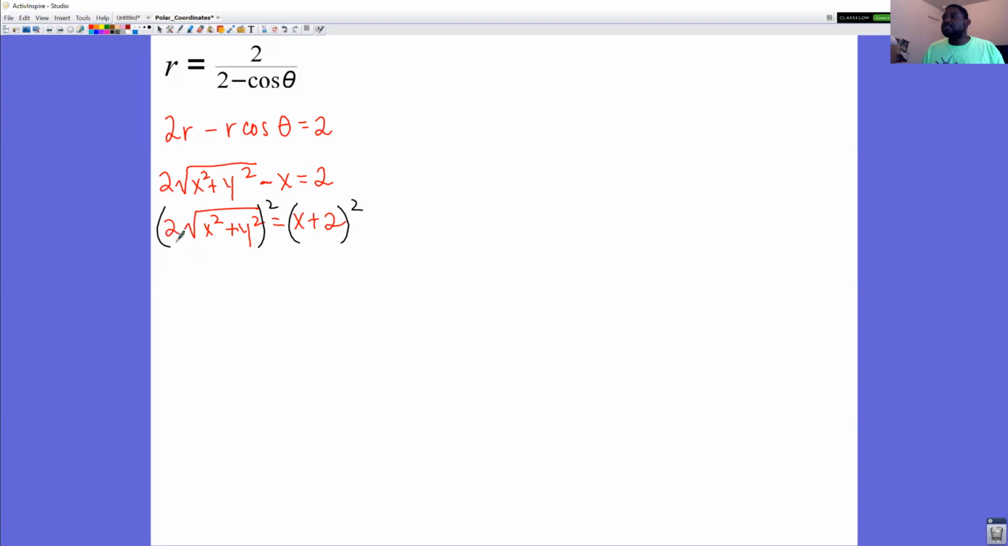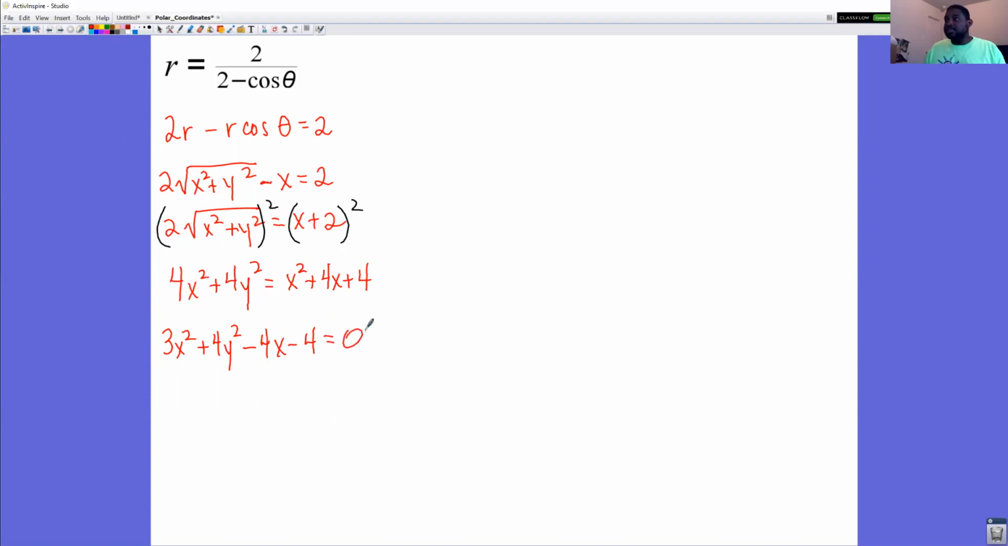So that's going to give you 4x squared plus 4y squared equals x squared plus 4x plus 4. And now what you're going to do is subtract everything from the right side of the equation to the left side of the equation. And so you're going to get 3x squared plus 4y squared minus 4x minus 4 equals 0.